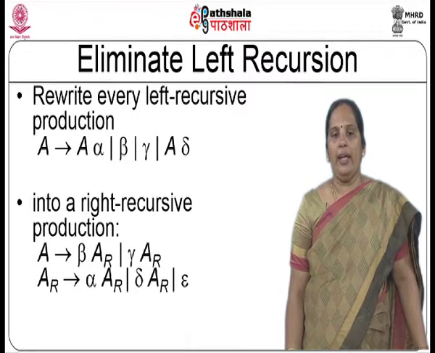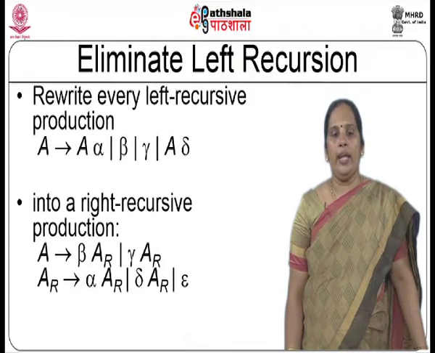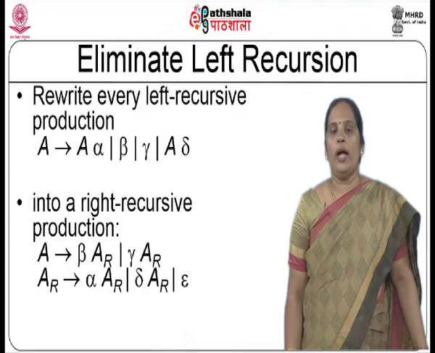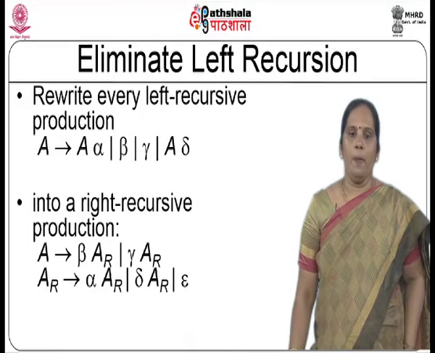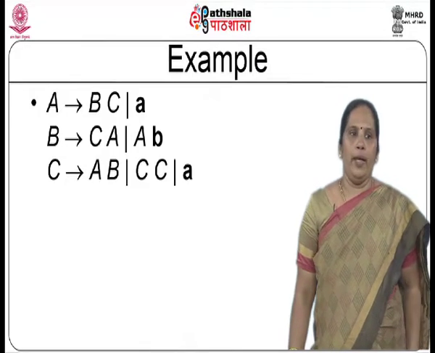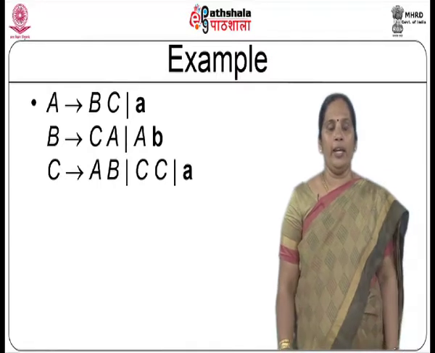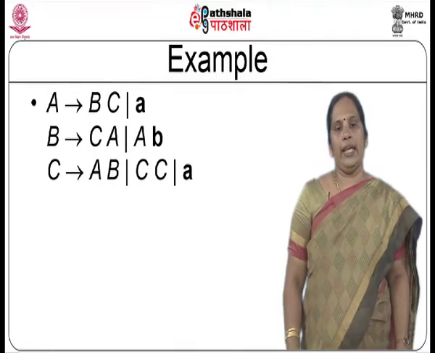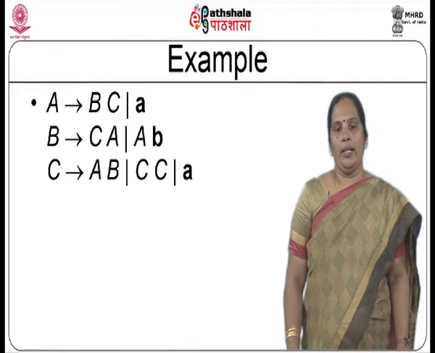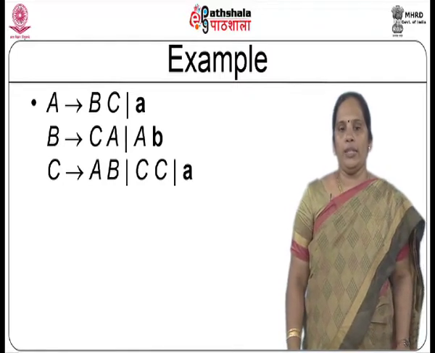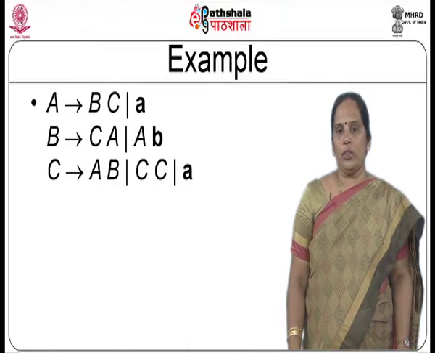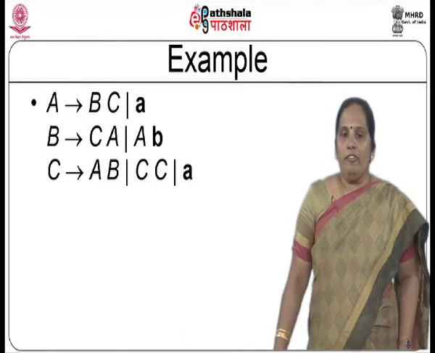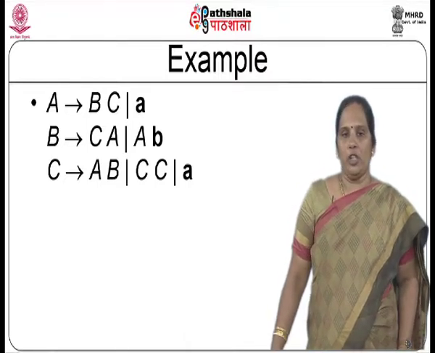Similarly, where I had A alpha or A gamma, add A' at the end of alpha and delta, and then also add one more production, A' produces epsilon. Let us take this grammar. A produces BC or A, B produces CA or AB, and C produces AB or CC or A. Now, there is no direct left recursion as you could see, but definitely there is an indirect left recursion.